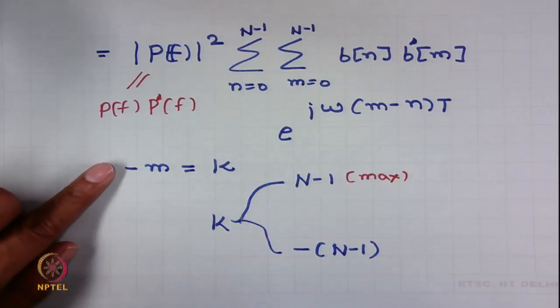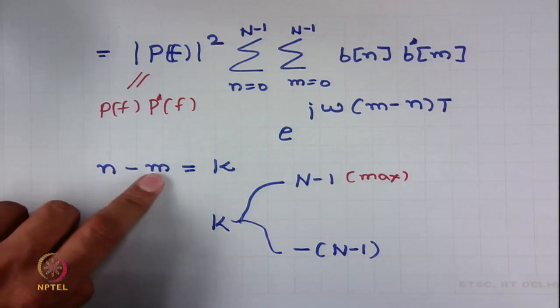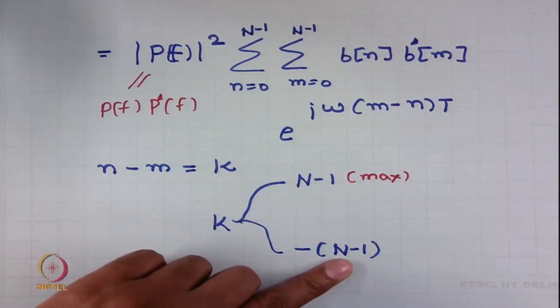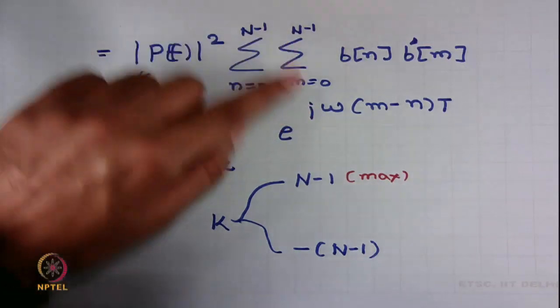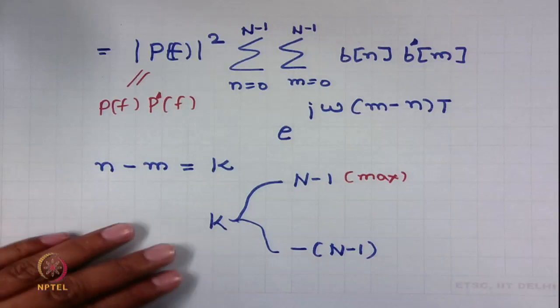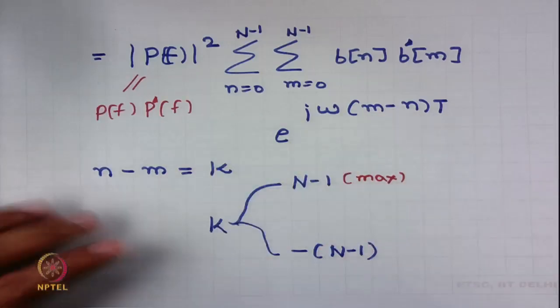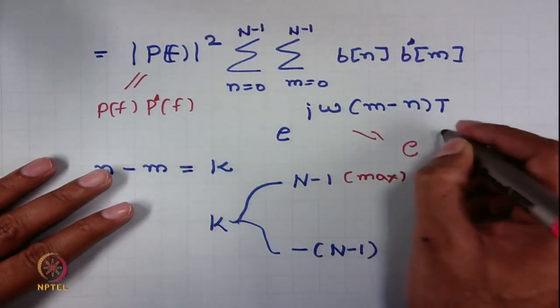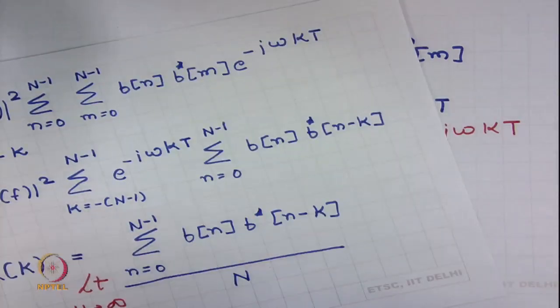Similarly, to find the minimum value of k, I need to assume n as 0, and then I find the minimum value of k, which is minus the maximum value of m, that is minus n minus 1, because maximum value of m is n minus 1, right. We are running this summation from 0 to n minus 1. So, in short, k should go from minus n minus 1 to n minus 1. Now, one thing that we should do is to replace this n minus m with k. So, this should become e to the power j omega minus k t. Okay. So, this is what I have here, nothing difficult.